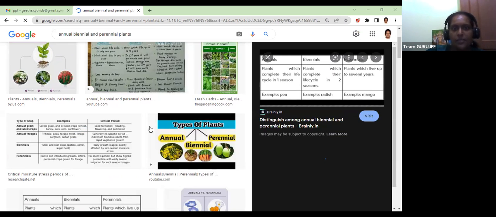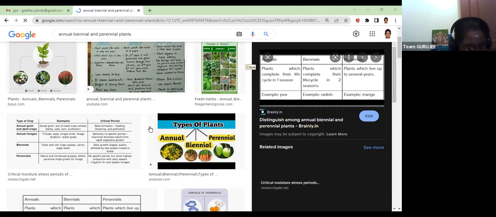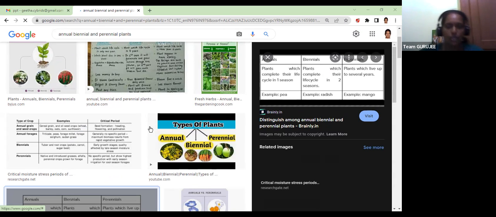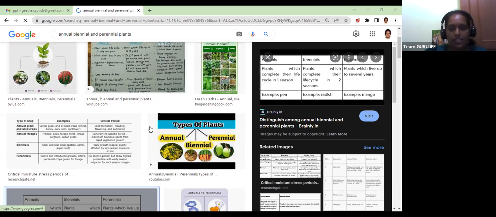Yes, that's the definition, Neha. You're right. So it's a plant that completes its life cycle from germination to production of seeds within 1 growing season. Yes, you can tell it like that.